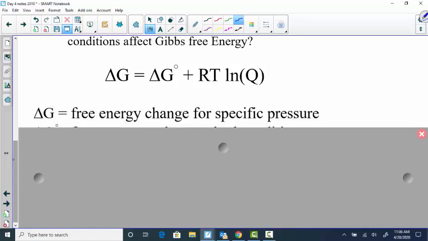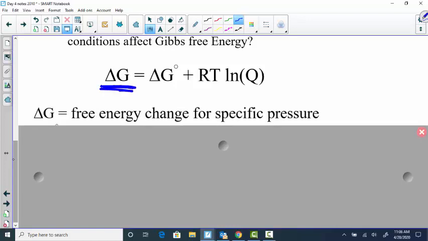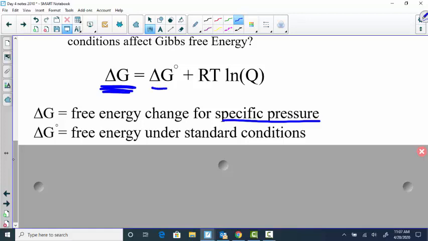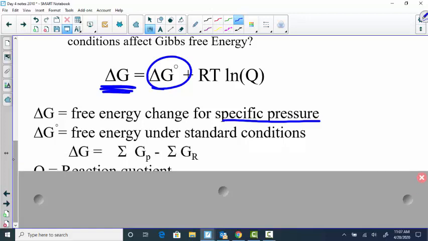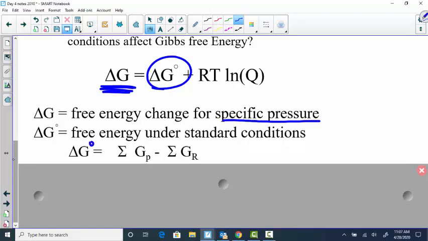But what this equation stands for is now this delta G here is the free energy for a specific pressure, because we've been doing this under standard conditions, and standard conditions is 1 atmosphere of pressure. Well, now we can do this under any pressure. The G0, this term, is the free energy under standard conditions. That means you still have to calculate the free energy using the sum of the G's of the products minus the sum of the G's of the reactants. So this may still have to be calculated in problems.